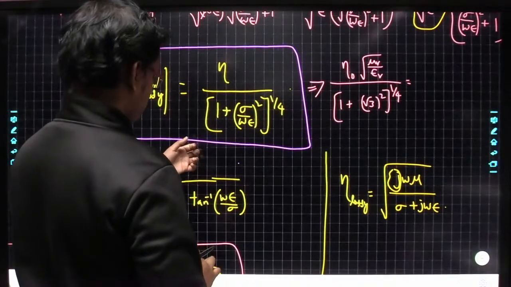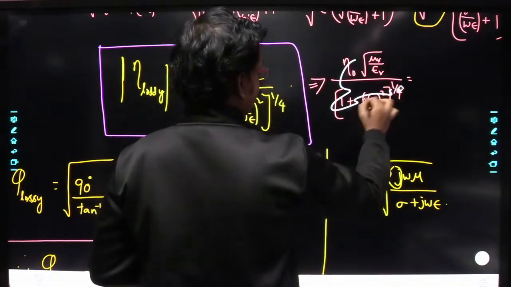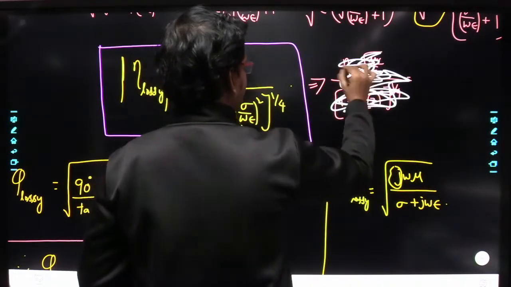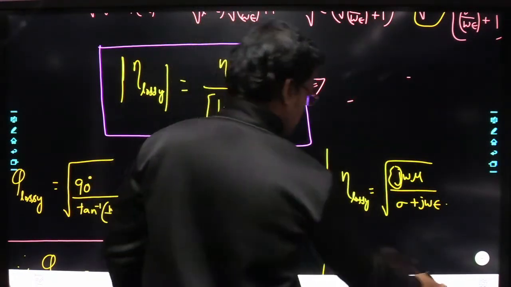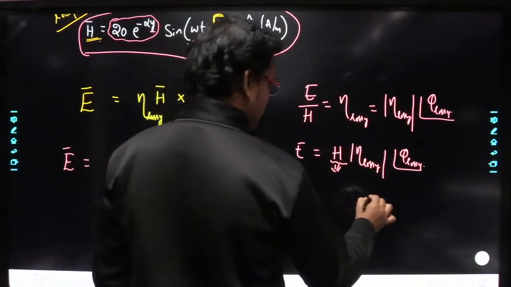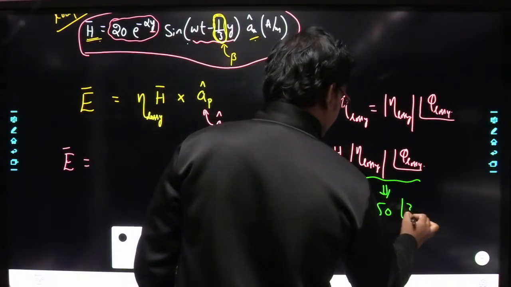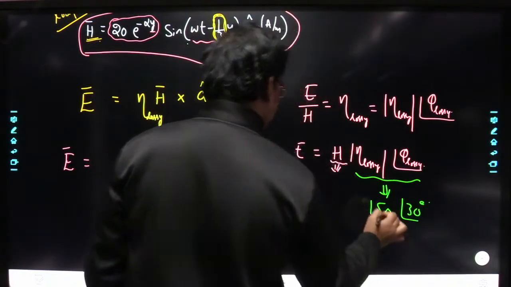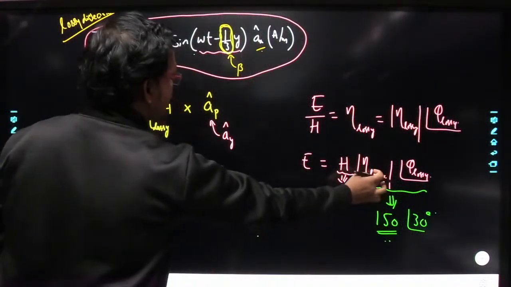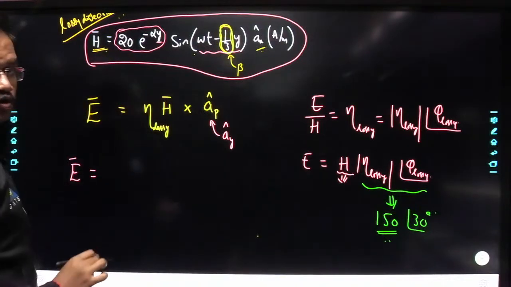Sorry, they have already given it, no? Sorry, there is no need to determine all these things. Already they have given the eta value, 150 at an angle 30 degrees. So here they have given already the value of eta lossy, 150 at an angle of 30 degrees. So 150 is the magnitude of eta lossy, right? So multiply the magnitude of eta lossy with the amplitude of the H field. So what you are going to get? 150 into 20. Yes or no?